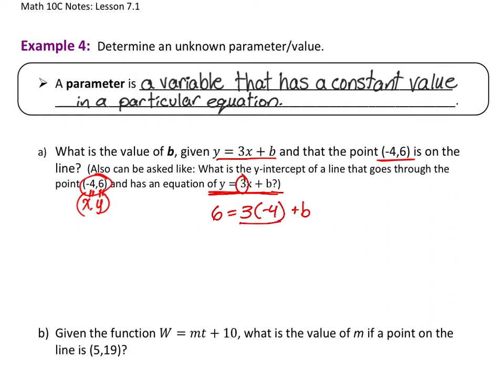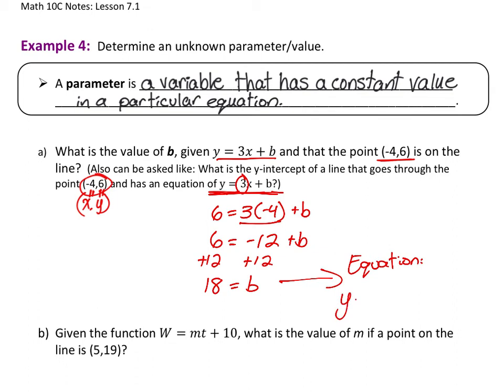So doing your multiplication, 3 times -4 is equal to -12. And then you can rearrange to get the b by itself by adding 12 to both sides. So 18 is equal to b. So the actual equation becomes, if we sub that back in, y equals 3x plus 18. So that would be the equation of a line that has a slope of 3 and goes through the point -4, 6. This is a very typical question that could be asked for this particular stuff.